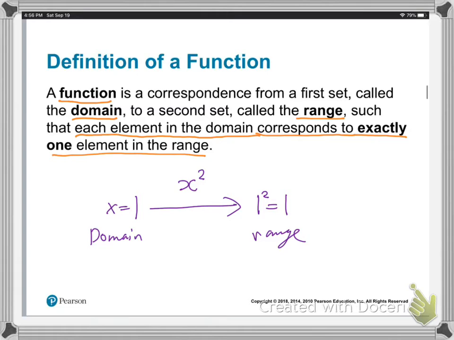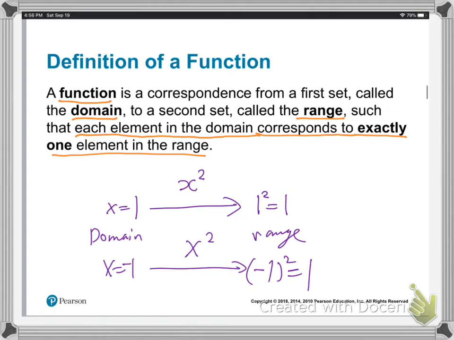So if you choose x as -1, we use the same function x squared. -1 squared is also number 1. So this is a function. There is a way to produce some new numbers. That's the function.